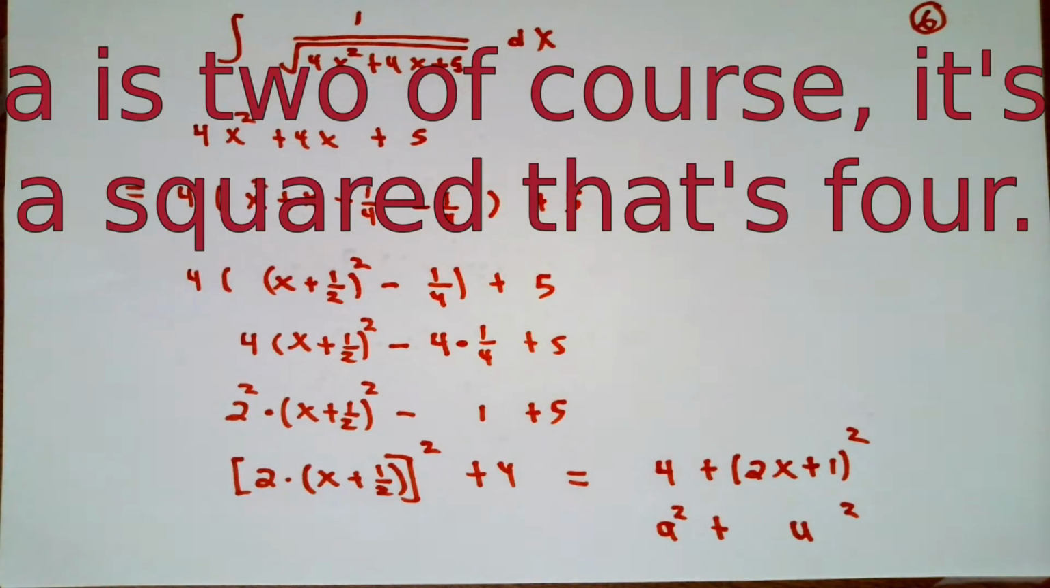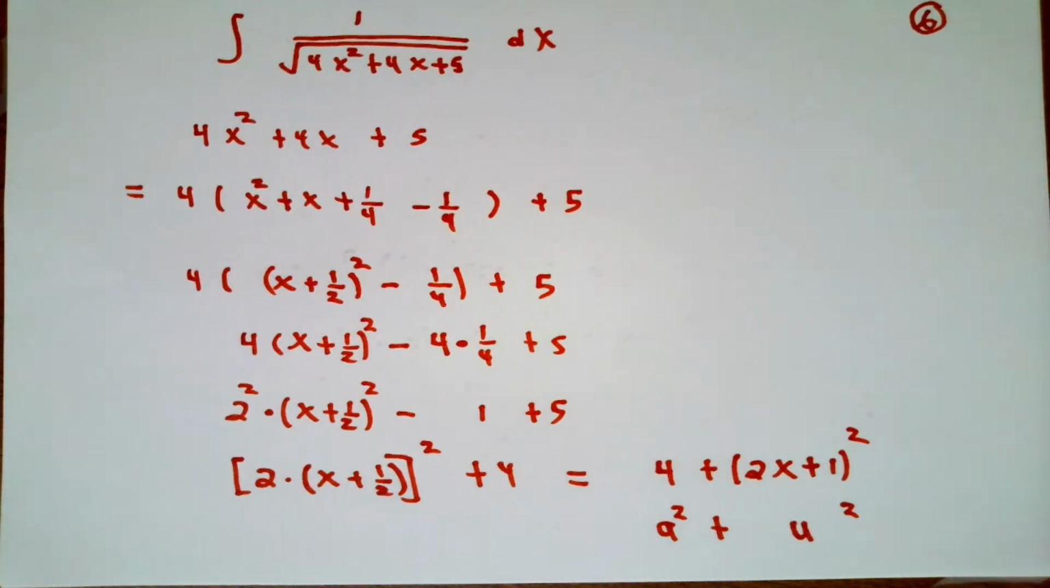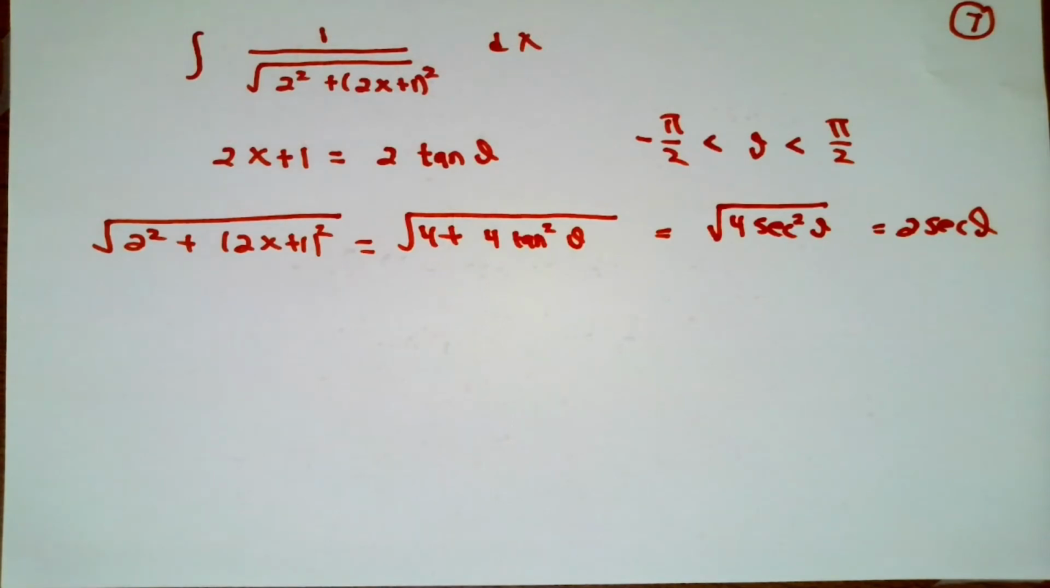If I think of the a as being 4 and the u as being 2x plus 1, we're going to make the substitution u equal a tangent of theta. That means that 2x plus 1, that's the u, needs to be 2 times tangent of theta, since a squared is 4, meaning that a is 2. Making the indicated substitution, we already know what the radical in the denominator is going to work out to be, but just for practice, do the algebra, it works out to be 2 times secant of theta.